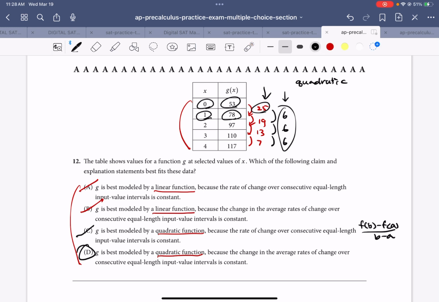Actually, it's wrong. And then if you look at D, the change in the average rate of change. So you see that those are the change in the average rate of change, right? The average rate of change was this value, but the change in the average rate of change is a constant, right? So then D must be the answer.